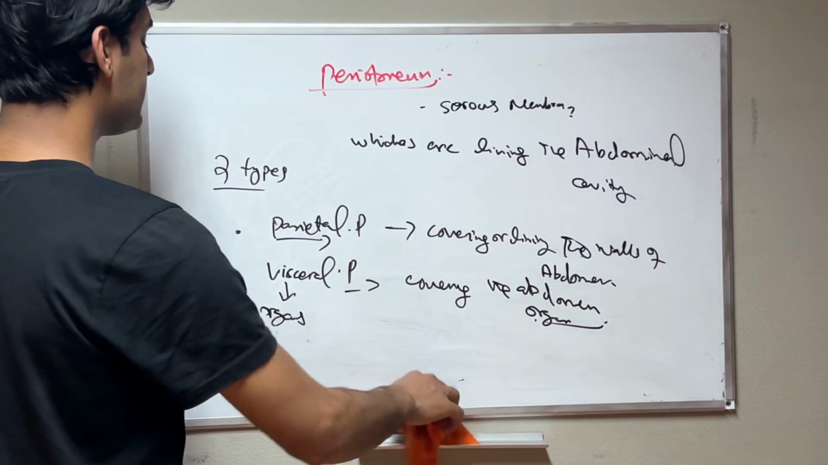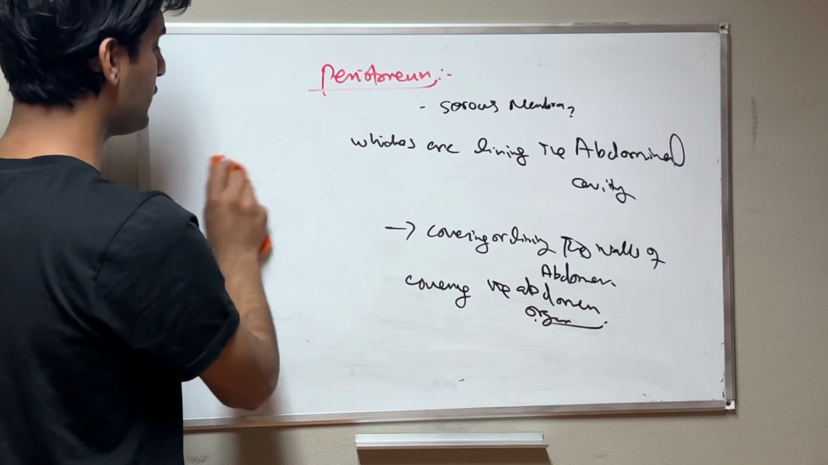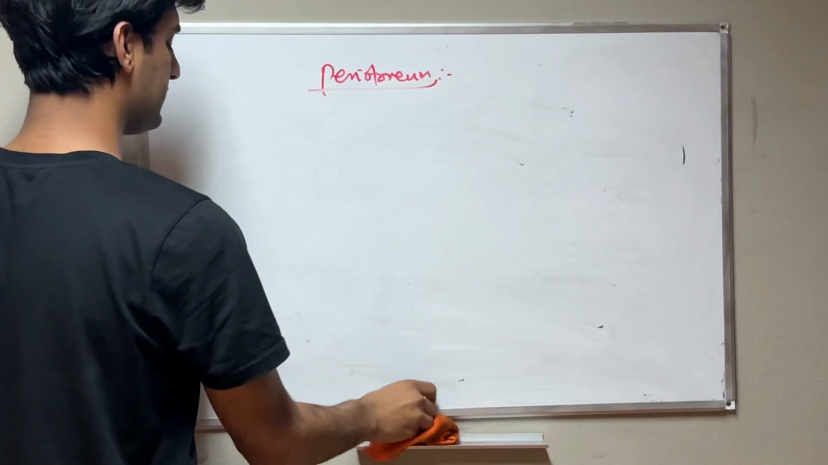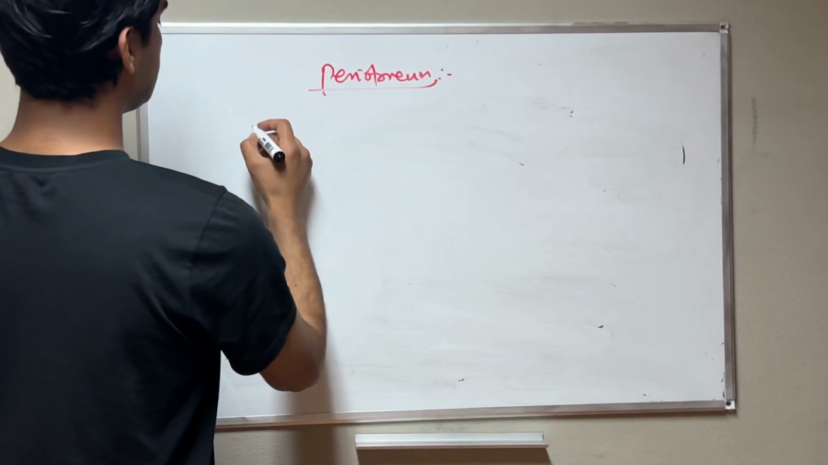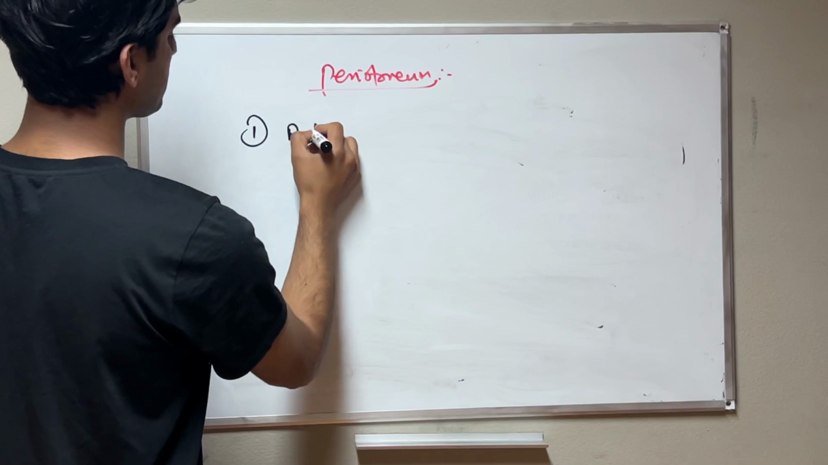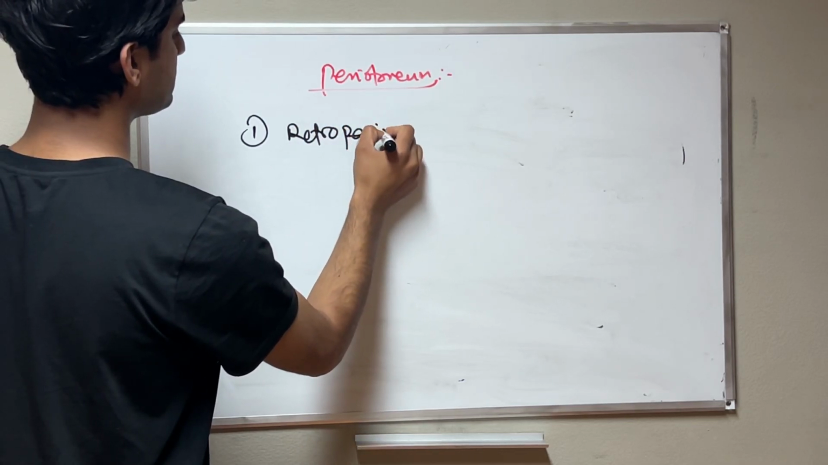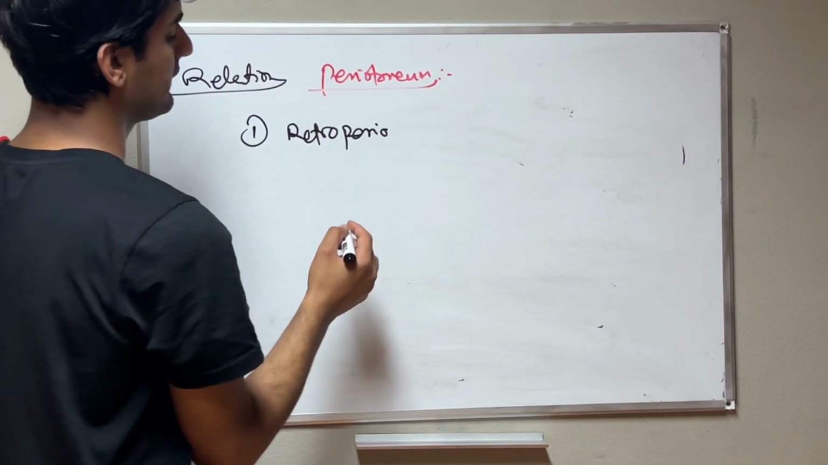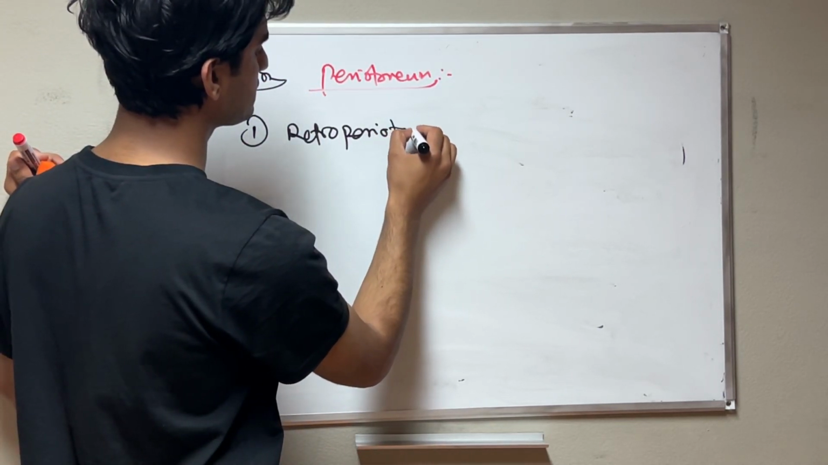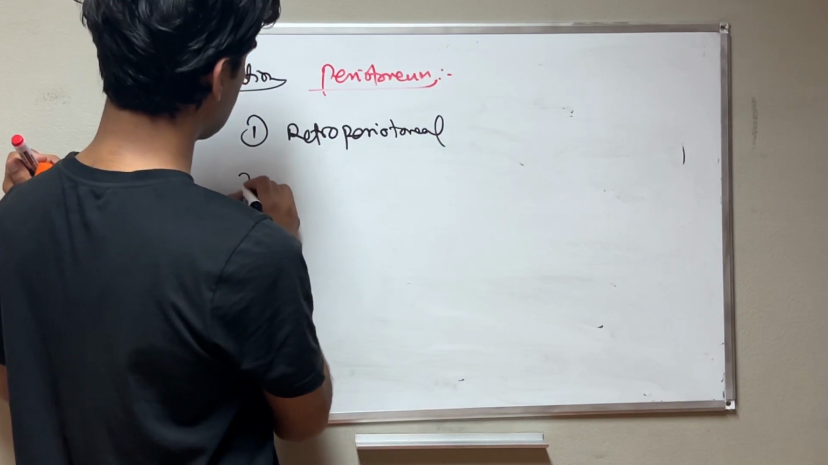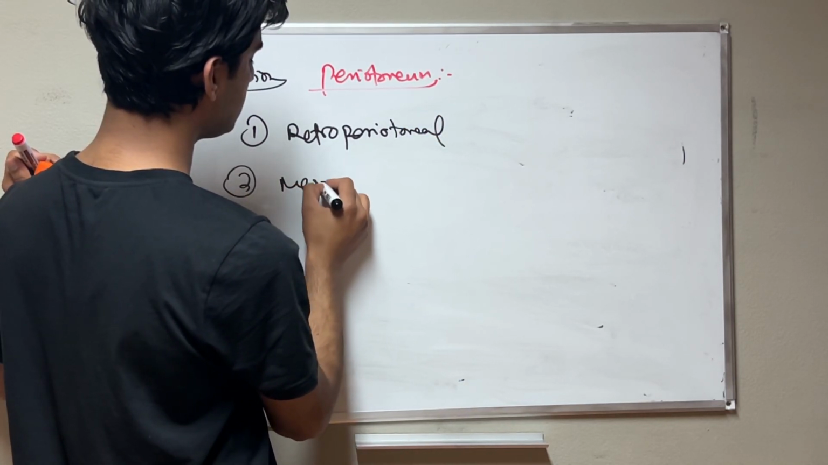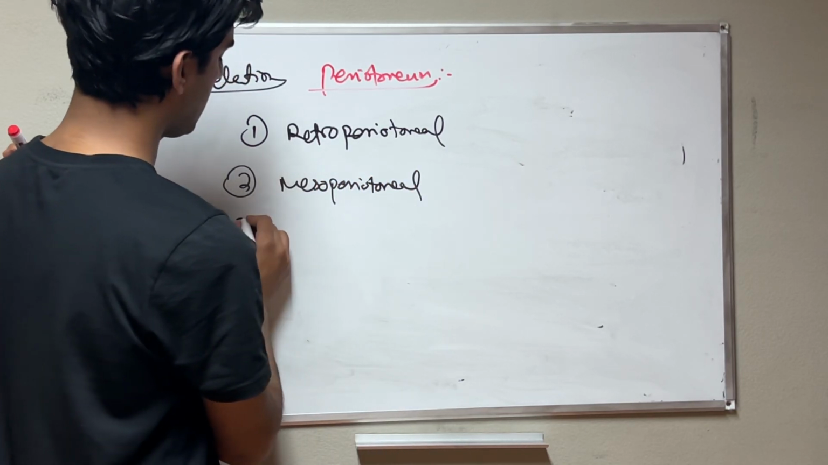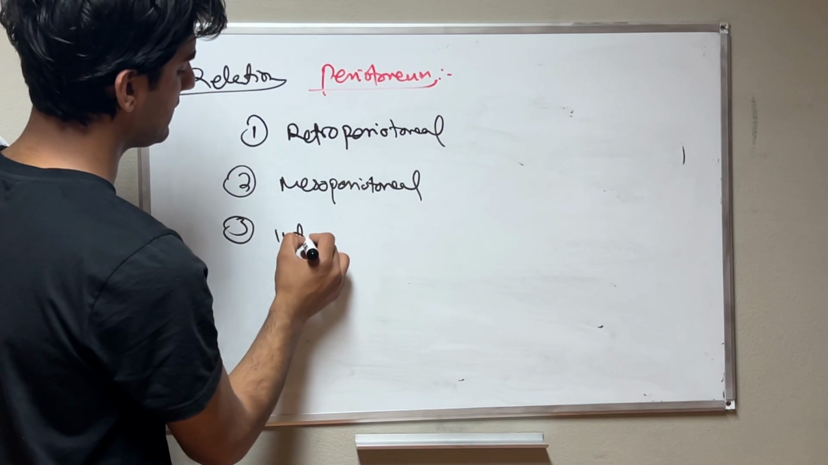Then we have three types of relations of peritoneum with organs. First, the retroperitoneal relation. Second, mesoperitoneal. Third, we have the intraperitoneal relation.